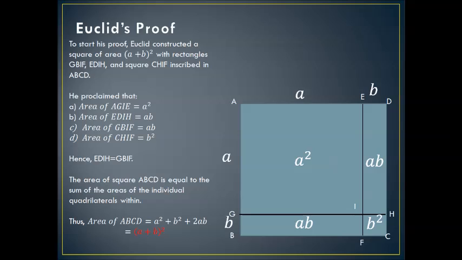The area of square ABCD is equal to the sum of the areas of the individual quadrilaterals within. Thus, the area of ABCD equals a squared plus b squared plus 2ab, which is equal to (a+b) squared.